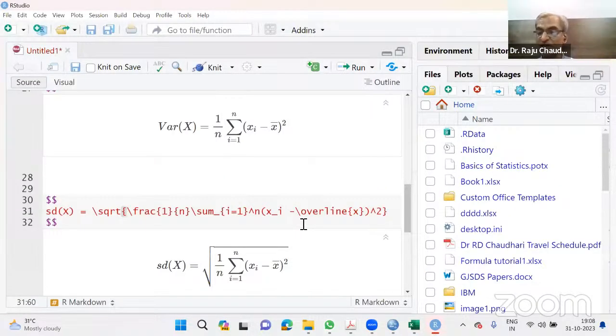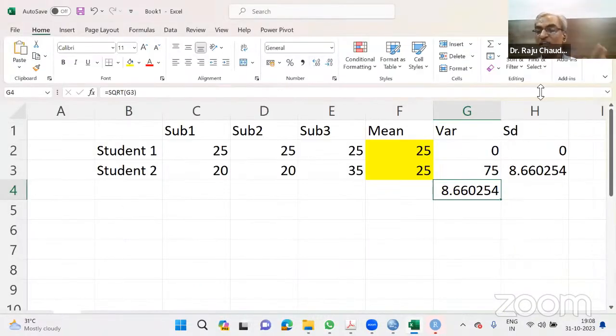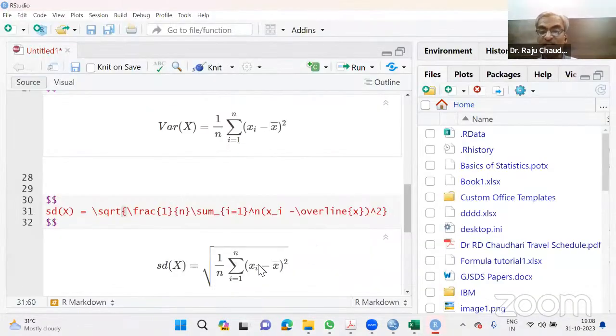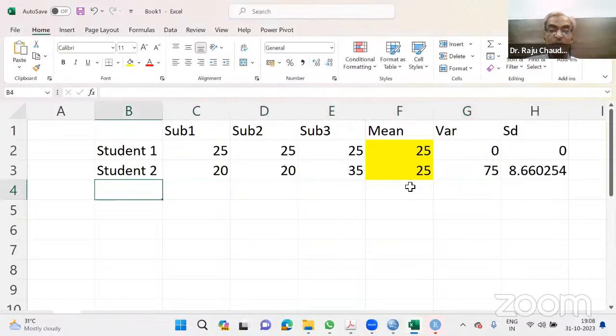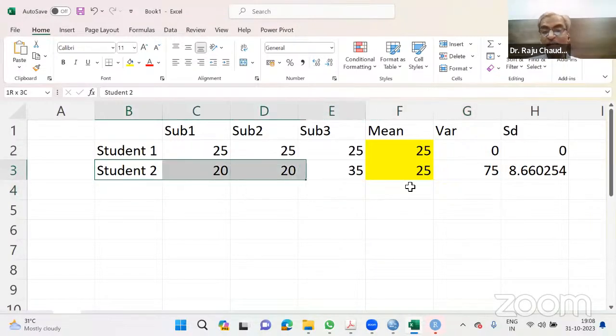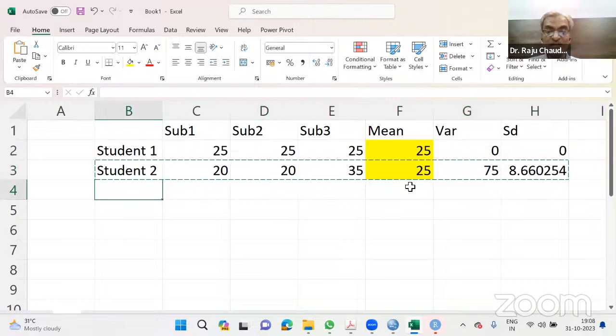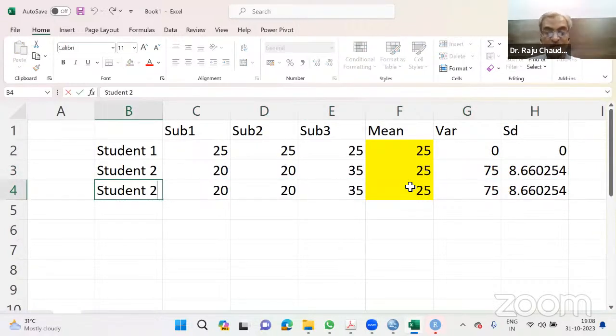So standard deviation or variance measures how the observations deviate from the center of the data, right? If the observations are very close, let us take another situation. Here I am taking the same data and just changing the values.